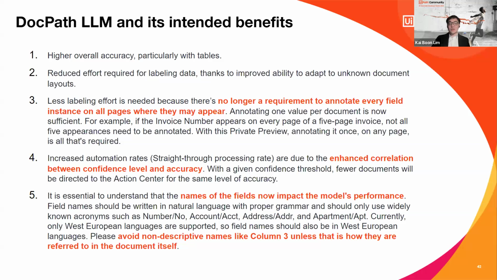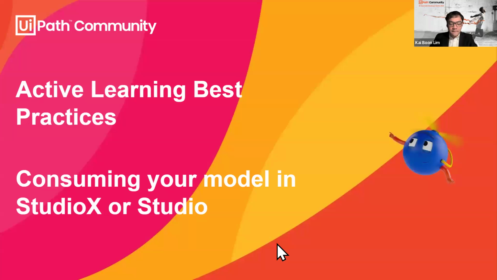Another thing to take note is now how we name our fields will have some impact on the model performance and how the extraction is performed, right? So a general rule of thumb is to avoid non-descriptive names like column 3, column 1, etc., and try to use abbreviations that are well supported or well known across natural language. Okay, so that's for DocPath.